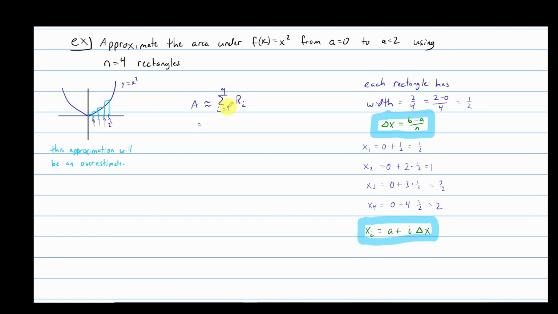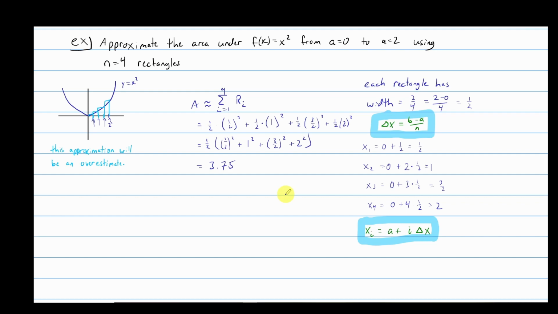My area is approximately the sum of these 4 rectangles, which is going to be the width 1/2 times the height. First one is the height of 1/2 squared. Second one is a width of 1/2 and a height of 1 squared. Third one is a width of 1/2 and a height of 3/2 squared. And the last one is a width of 1/2 and a height of 2 squared. In the future, because that width is the same each time, we'll probably just end up factoring it out. So when I compute that out on my calculator, I get 3.75. We'll just write it as a decimal.